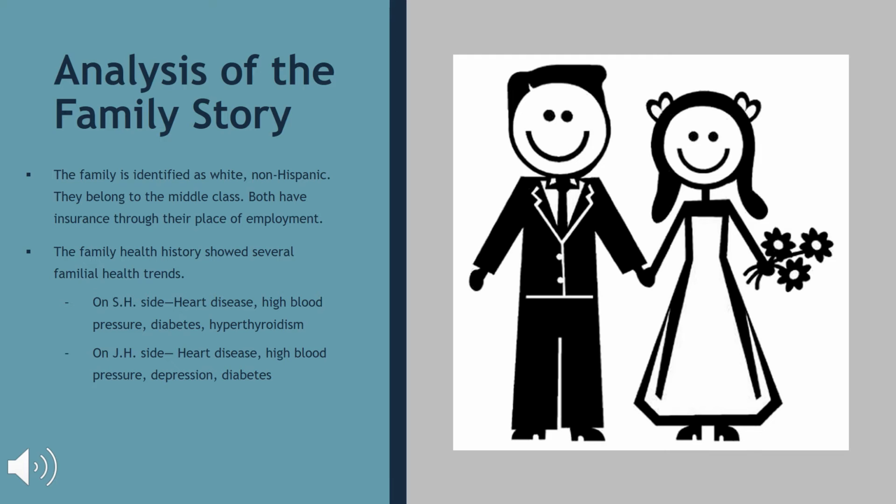This slide pertains to the contextual domain of the family health model. The family is identified as white, non-Hispanic. They belong to the middle class, and they both have insurance through their place of employment. The family health history showed several health trends. On SH's side, there was heart disease, high blood pressure, diabetes, and hyperthyroidism. On JH's side, heart disease, high blood pressure, depression, and diabetes were present.